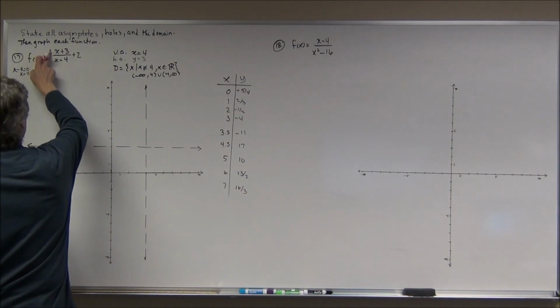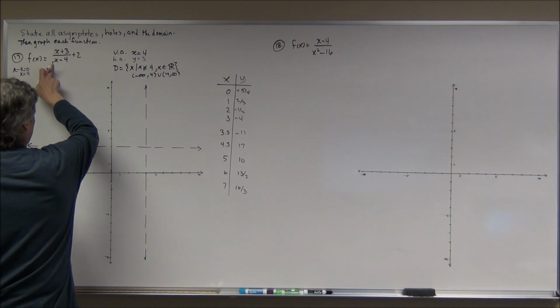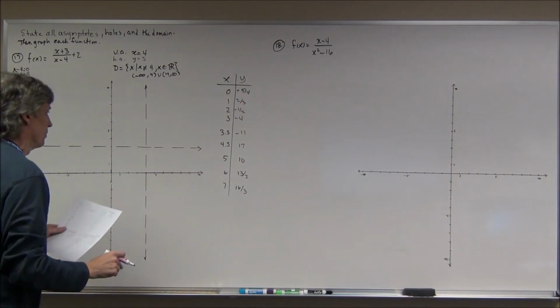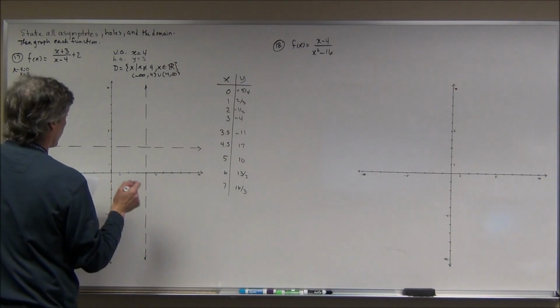If I plug 3 in, I get 6 over negative 1. That's negative 6 plus 2, which is negative 4. I think the rest of those are right. If you don't plot these points right, you're in trouble.